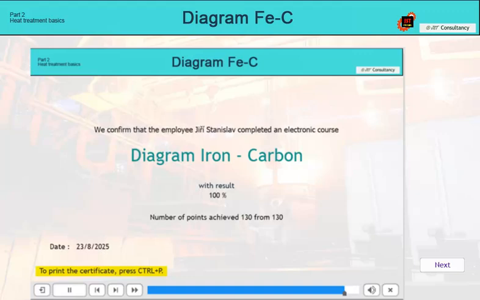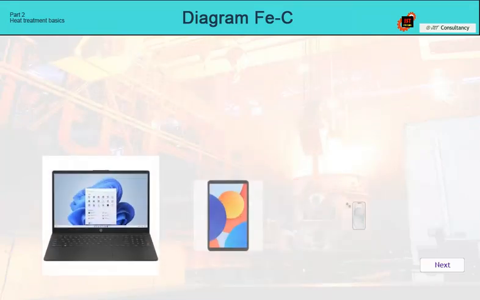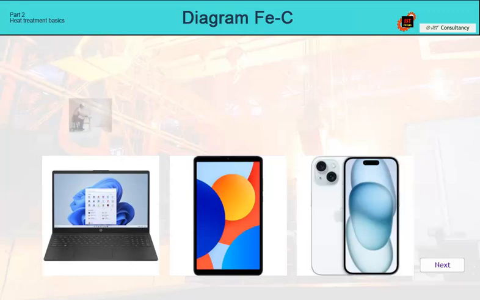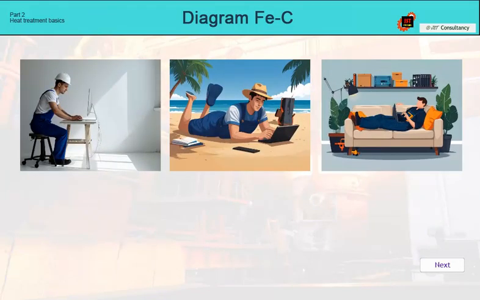The advantages of e-learning are obvious. The employee does not have to go anywhere. They can complete the course anywhere, on a computer, tablet, or even a phone, at work, on vacation, at home, and you will be sure that they have the necessary knowledge to understand what is happening in the heat treatment operation. I do not know of any disadvantages, so I just hope that these courses will serve you and be useful to you.